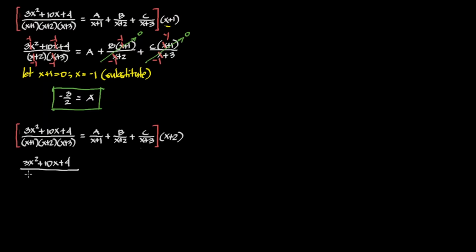Matitira sa baba is only x plus 1 times x plus 3. Dito naman sa kabila, we have A times (x plus 2) over (x plus 1). Dito naman, magka-cancel out si x plus 2. Therefore, ang matitira is only B. And sa kabila is C times (x plus 2) over (x plus 3).